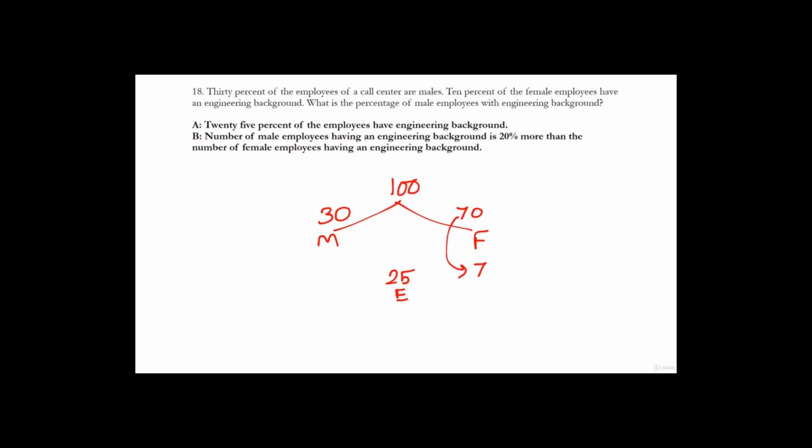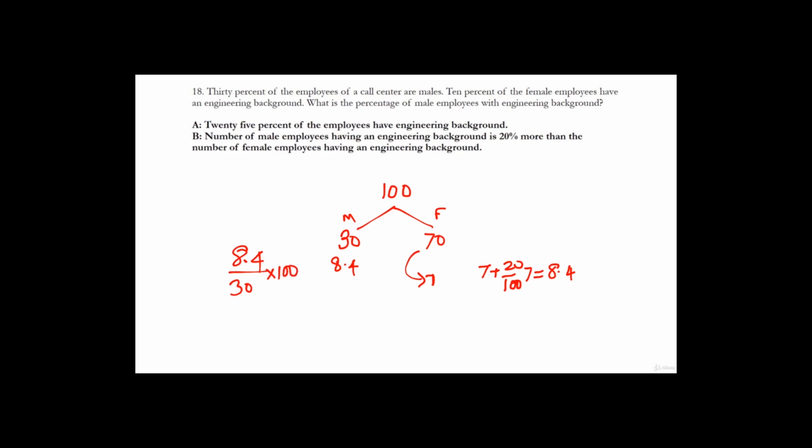So out of 25 engineers, 7 of them belong to female, and the remaining 18 should belong to male. 18 engineers are from male. And we can find out that 18 is what percentage of 30, and that gives 60%. So 60% of male employees are engineers. So statement A alone gives an answer. Now let us consider statement B.